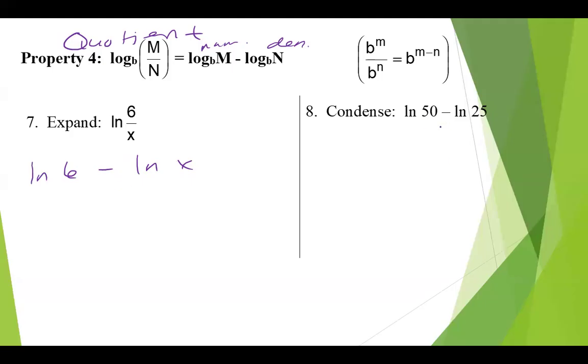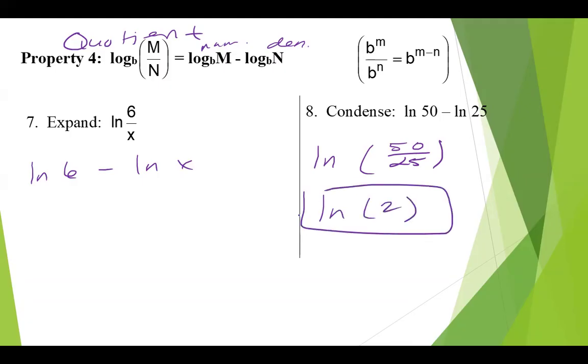Now, condensing. Condensing means I say, oh man, the bases are the same. In order to condense, because it's subtraction, I can now write this as a division problem. So we have natural log of 50 divided by 25. What is 50 divided by 25? 2. So the simplified answer would be the natural log of 2. Either way, the rule applies.